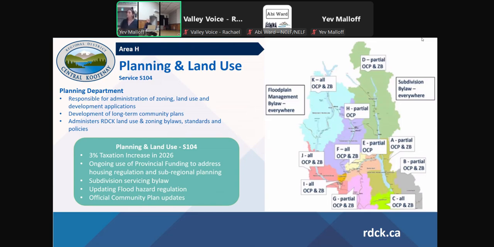Planning and land use is responsible for administration of zoning, land use development applications, long-term community plans, and administrating those bylaw standards and policies. Inflationary rate increase this year of 3%. This service gets a fair amount of provincial funding, grant funding for items such as addressing new housing regulation. There will be some updating of bylaws, other regulations, and OCP updates worked on this year in Service S104. And this is just Area H, so between New Denver to look after their own plan.